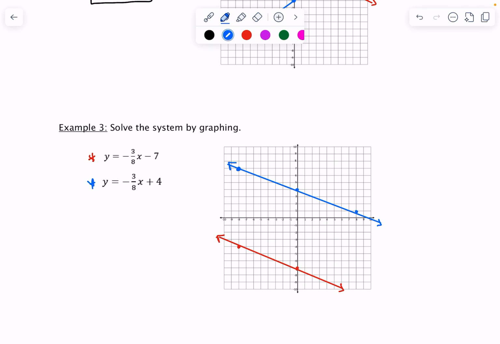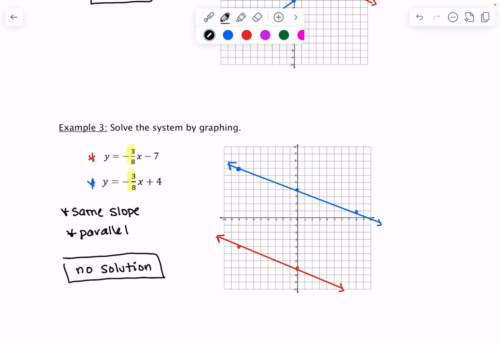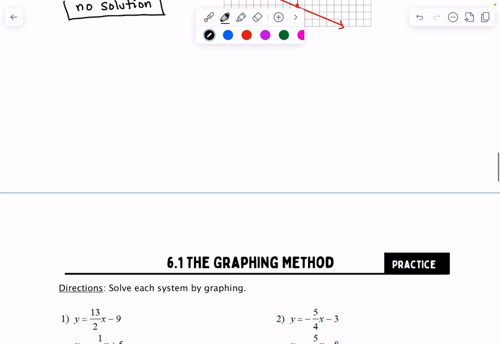What am I noticing about these two lines? Are they ever going to touch? No. And notice that they have the same slope. So they have the same slope, and they are parallel. So my answer to this is no solution. And that's what I'd write for my answer, no solution. I'd graph it, show it on my paper they're parallel, and write no solution. They won't ever cross. Okay?